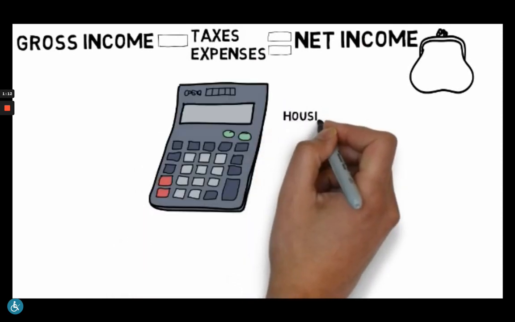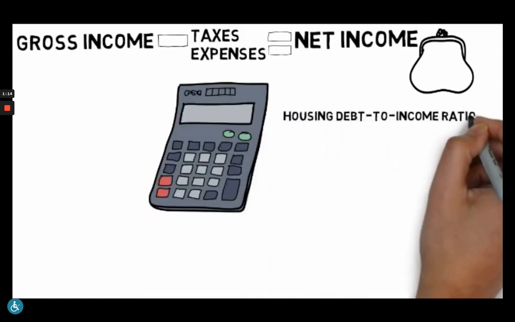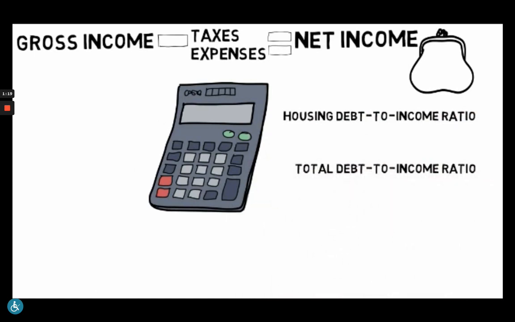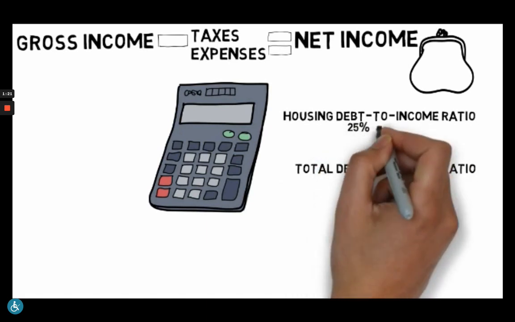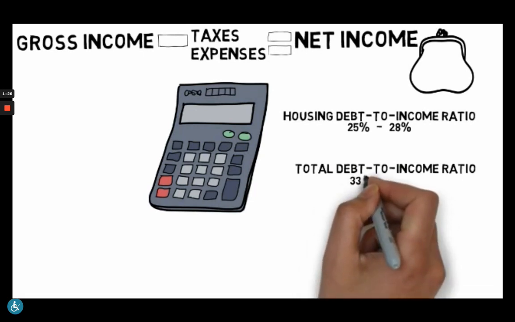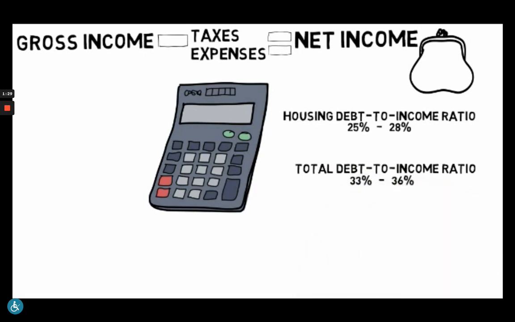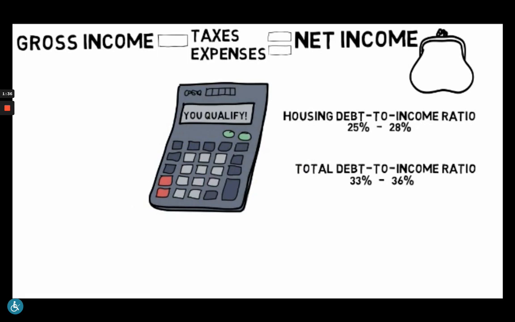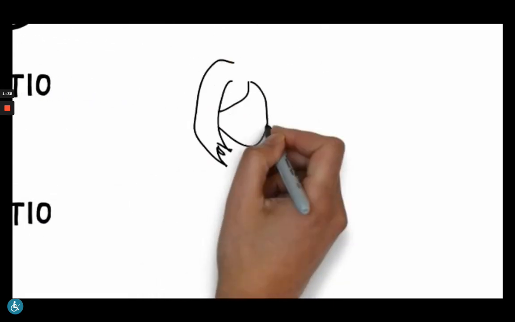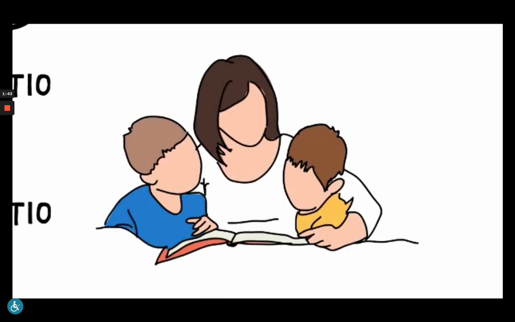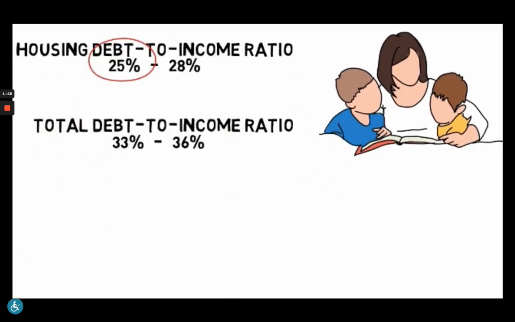Gross income is used to calculate the housing debt-to-income ratio and total debt-to-income ratio. All lenders have different underwriting standards, but typically the housing debt-to-income ratio is 25 to 28%. It is 33 to 36% for total debt-to-income ratio. If a potential buyer falls within these ranges, they may qualify for a home loan, depending on credit score and other factors.